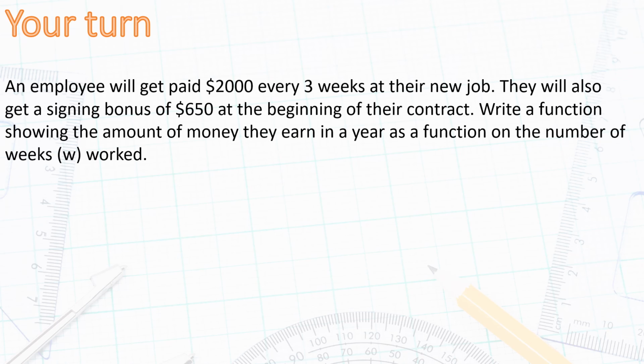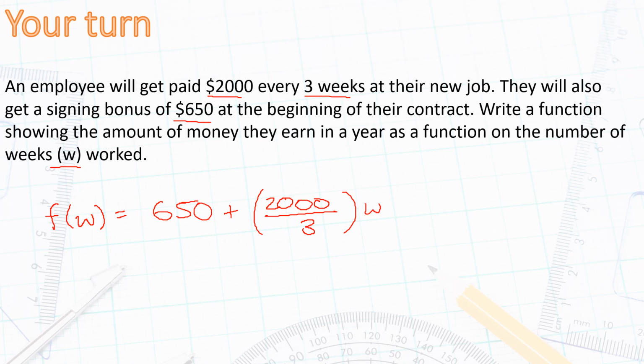All right, so we've got f of W, because W is the variable given to us, 2,000 every 3 weeks, and a $650 signing bonus. So we know we've made $650 from day one, plus $2,000 every 3 weeks. It wouldn't be 3W because that wouldn't make sense. That would be 6,000W when we distributed that. It's actually 2,000 over 3W. If you took $2,000 divided by 3, that would be the weekly pay, but we're getting $2,000 every 3 weeks.